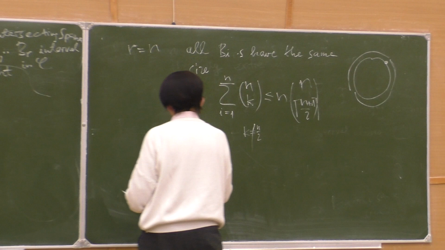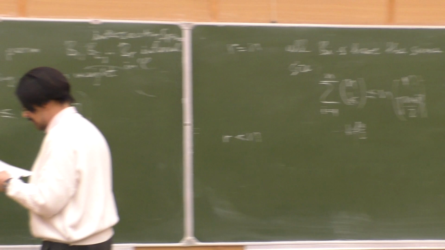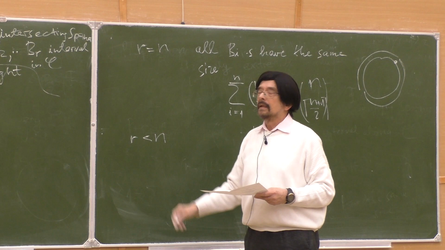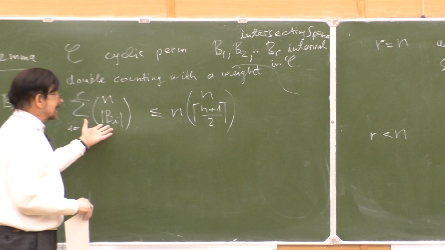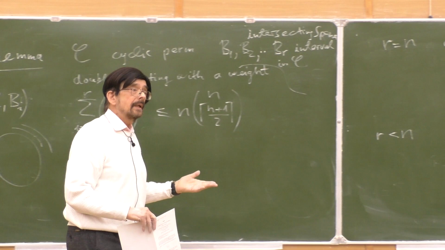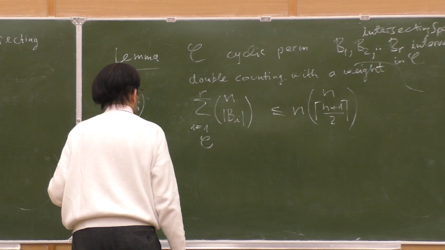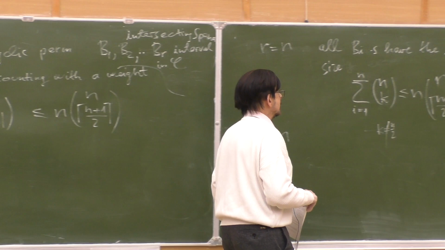But this case is somewhat different when R is not equal to n. Then we cannot say that they have the same size. But we can try to maximize these weights. So the best thing would be to take n half everywhere. But as I mentioned here, this is impossible, it's impossible to have too many of them. So n half element sets along the cycle, how many can we have?